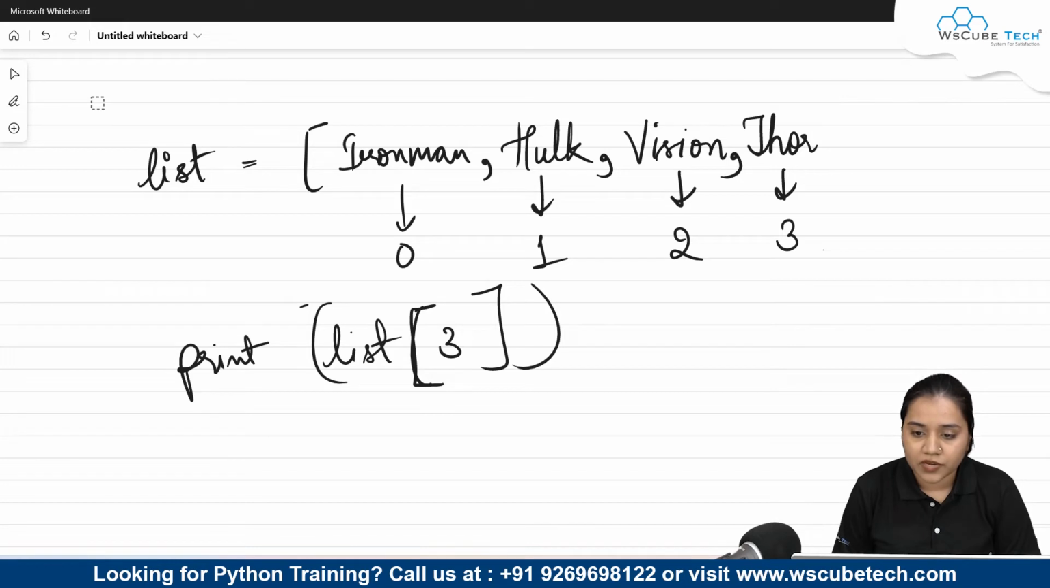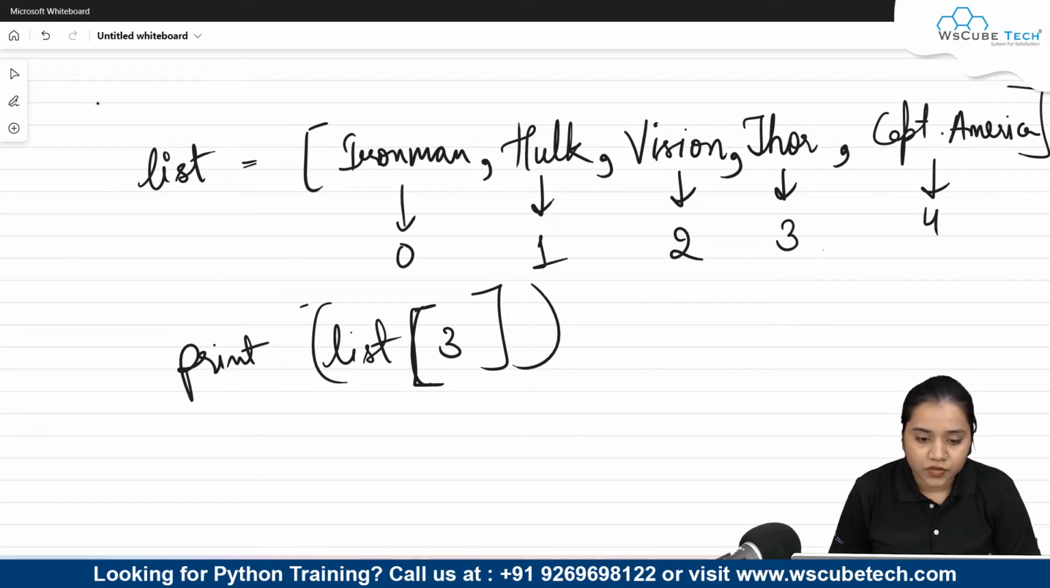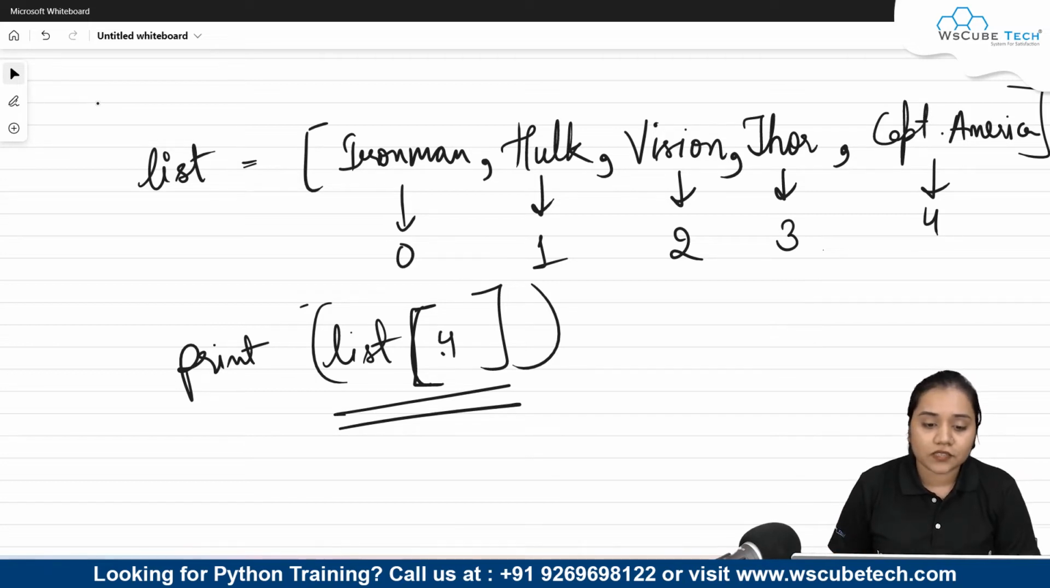If there were more elements, like if we have Captain America, then in that case the index number over here would be 4, and instead of 3, we need to write 4. What if the list increases or decreases? In that case, again, we need to change this value. What if we can put a constant value over here that will allow us to get the last element every time? For that, we can use negative indexing over here.